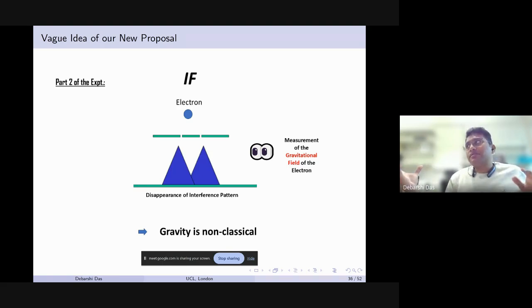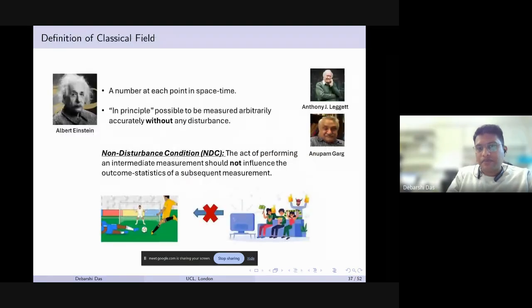Because the space-time curvature determines the distribution of mass, whereas the mass distribution also determines the space-time curvature. So if you disturb the space-time curvature, that will disturb the distribution of the mass. So if you observe this disappearance of the interference pattern due to measurement of the gravitational field of the electron, it will imply that by doing the measurement, you are collapsing the space-time or the gravitational field into a particular configuration. That means gravity is not classical. Obviously, the experiment cannot be done in this way.